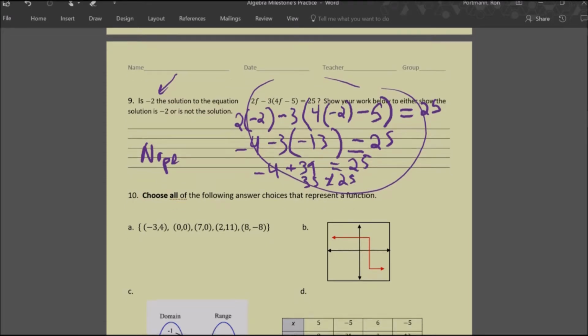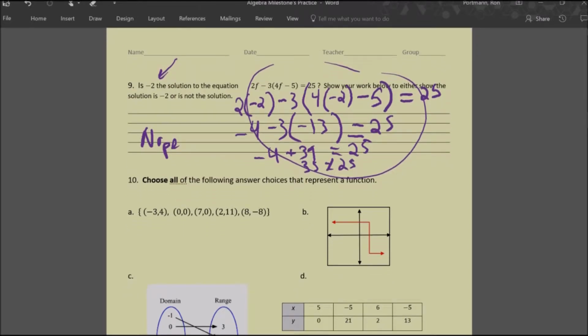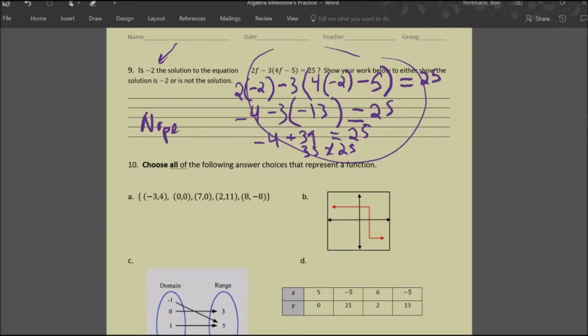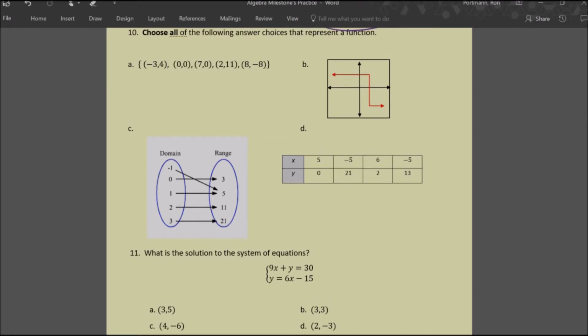All right, move on. Choose all of the following answer choices that represent a function. So this is one of those questions, again, where you are going to have several of them. You can answer more than one, so that increases your chance of getting it wrong. You really got to be careful here. It says circle the ones that are not a function, I believe. Choose all of the choices that are a function.